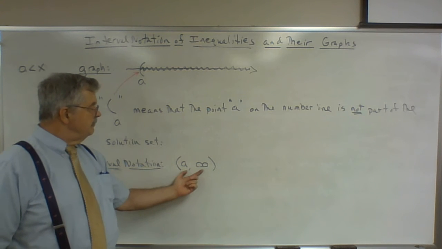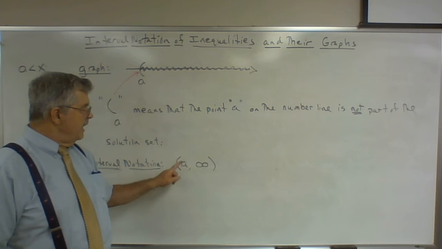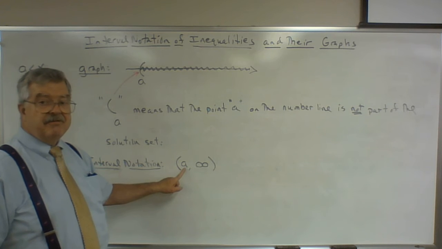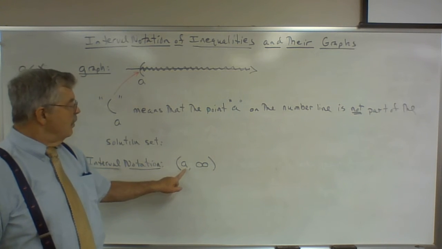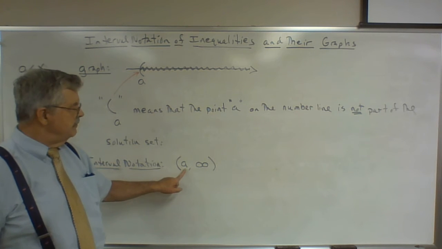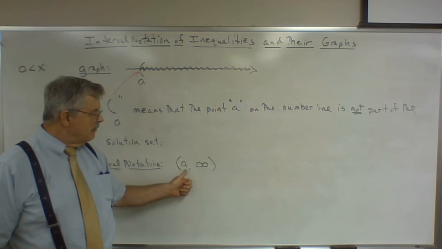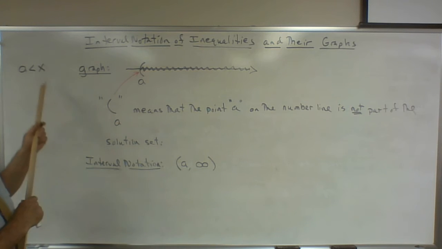Our solutions lie in the interval from A to infinity. And this round parenthesis to the left of A indicates that the point A itself, or the real number A itself, is not part of the solution. So really this tells us that all real numbers greater than A are a solution to this inequality.